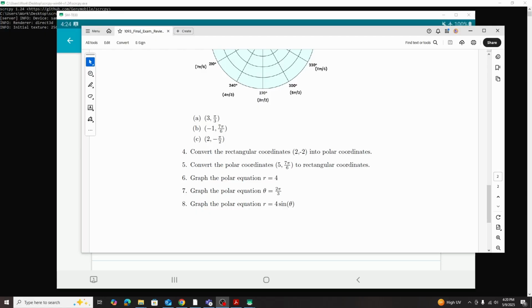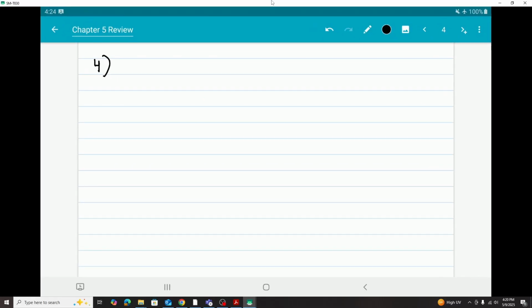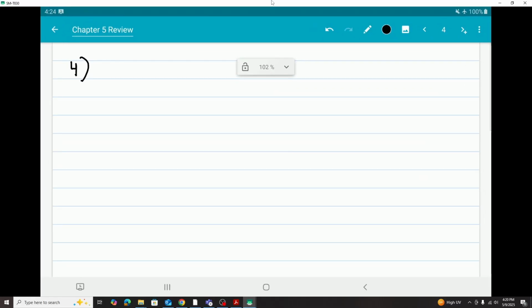Problem number 4. Convert the rectangular coordinates 2 comma minus 2 into polar coordinates. So here what we would like to do is we've got our normal coordinates that we're used to, and we want to write these instead as a pair of polar coordinates. So how are we going to do that? Well, we have the rectangular coordinates 2 comma minus 2. How do we convert to polar?